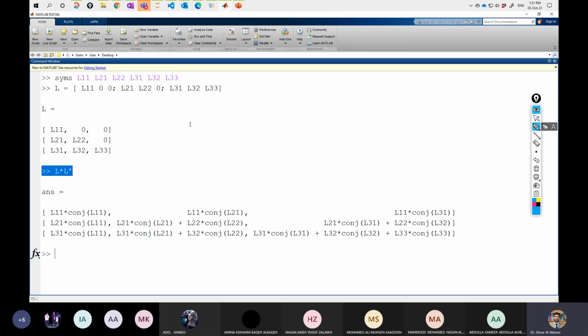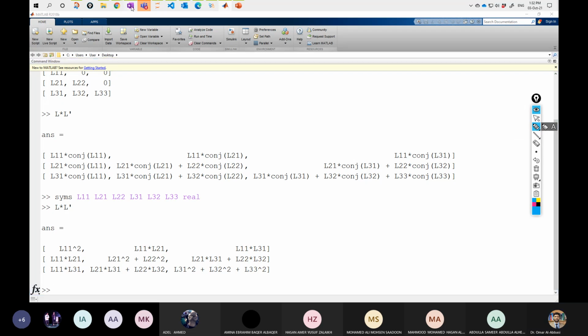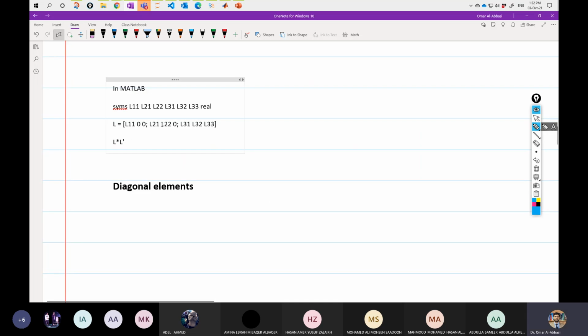So in case we are dealing only with real numbers, what can we do? Go over there and say all these numbers are real. Let us do the multiplication one more time. And as you can see, it is L11 squared, L11, L21, and so on, exactly as we have done by hand. Okay, so next, what do we have? I'm just putting that code for completeness.